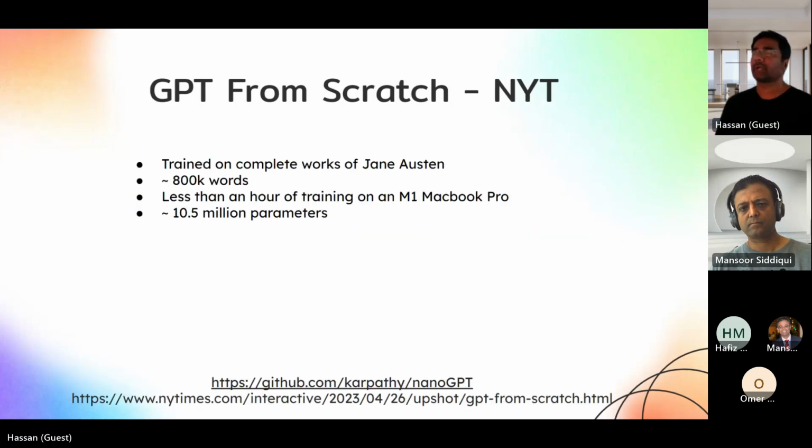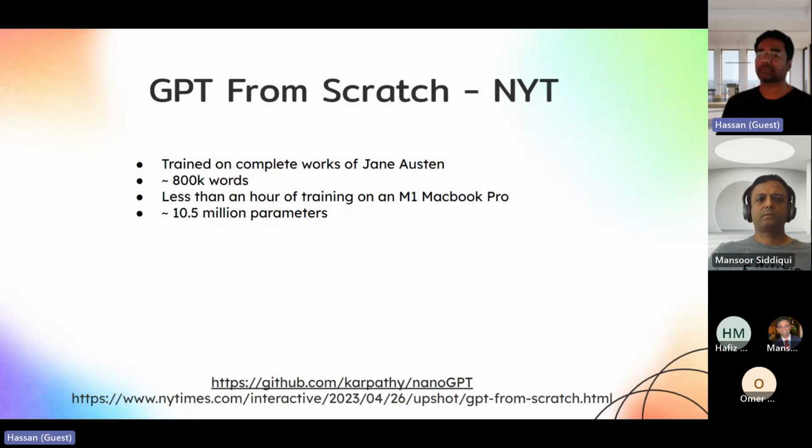So to really understand what's going on inside of these transformers, a really great project that you can look at is known as Nano GPT. I've left the link for this here. It's a project by Andrej Karpathy, who was the director of AI at Tesla. I believe nowadays he is at OpenAI.